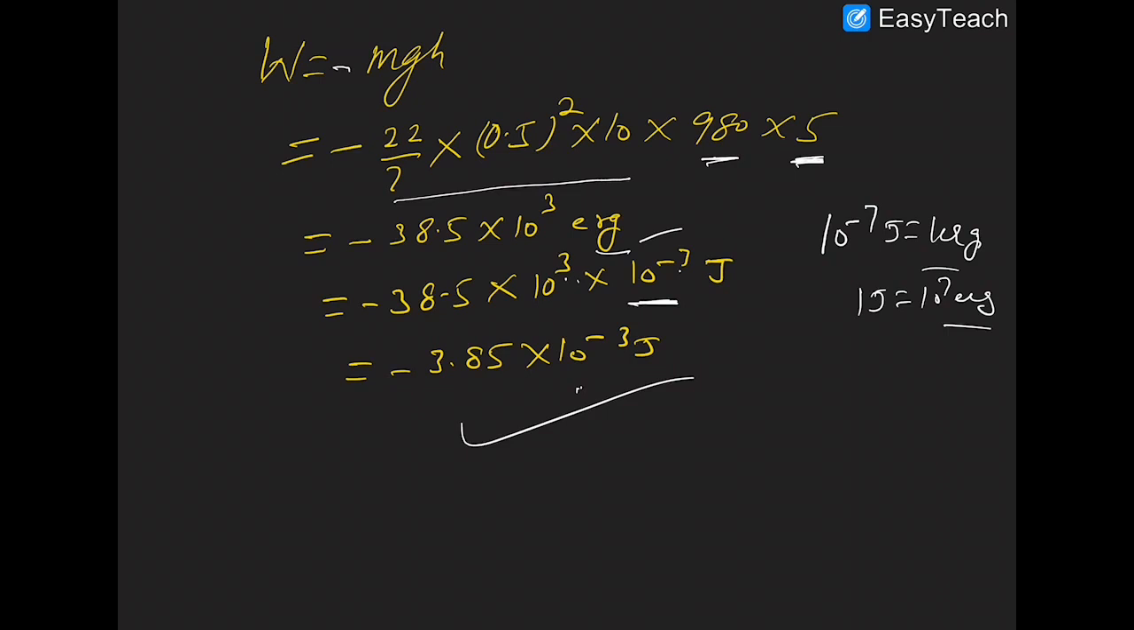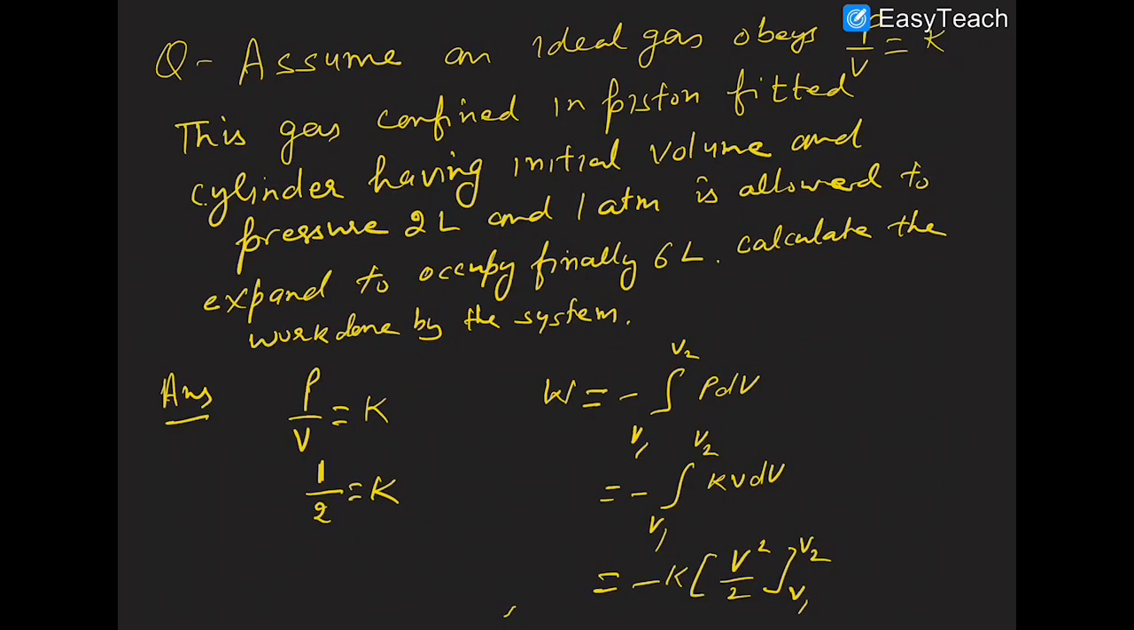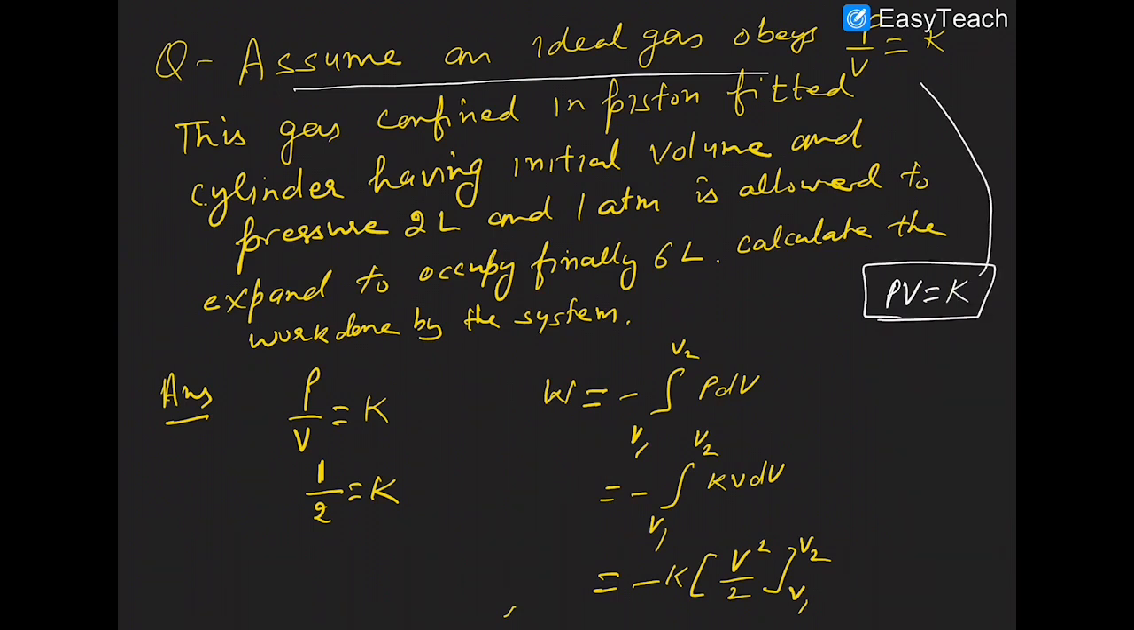That is a very, very interesting question. Assume an ideal gas obeys a law of PV equal to K. Now generally, PV equal to K is the isothermal condition. Now a new law has been formed, and according to that new law, P by V equals K. Generally under constant temperature, pressure is inversely proportional to volume, but in this case it is directly proportional.